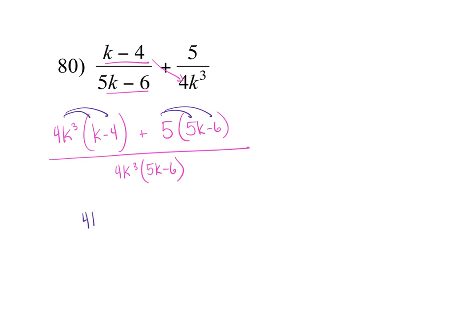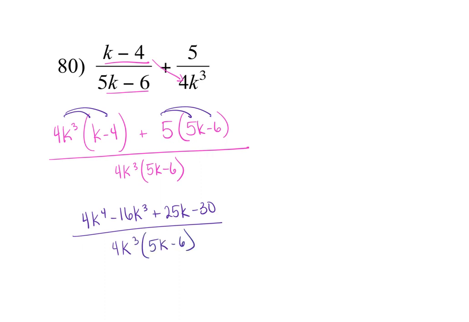So we have 4k to the fourth minus 16k cubed plus 25k minus 30. If any of those could combine, I would combine them. None of them do. If a 4 could come out of all of them, I would cancel a 4 out of all of them. It doesn't. So you really can't simplify that anymore. That one is done.